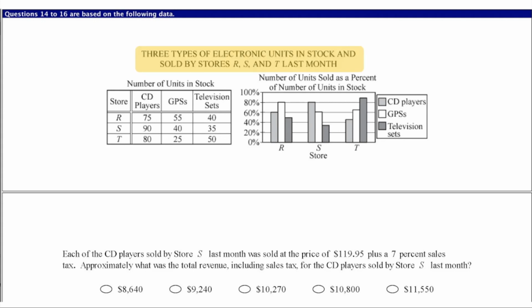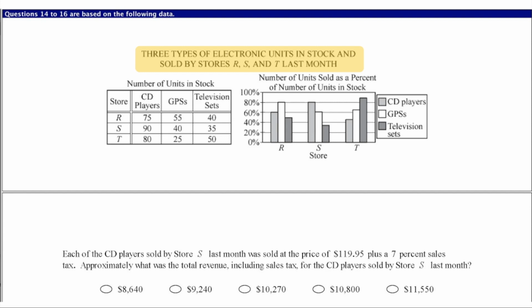Now here that's 3 types of electronic units in stock and sold by stores R, S, and T last month. So this is what we're going to be looking for in the data. That's what it's going to tell us. Now, what we notice is that this title refers to 2 different pieces of data. So on the left, we have a table, and on the right, we have a graph. So we're going to just know going into it that each piece of data is not going to be complete. There's going to be just a subset of information in each one.